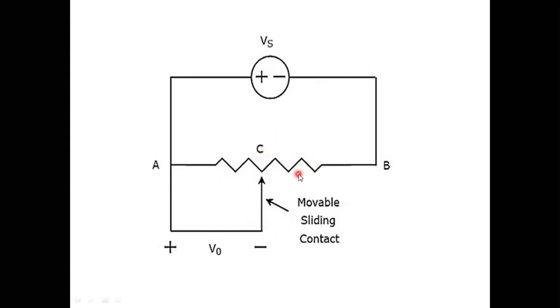So if the wiper moves, then some resistance is added across the supply. So there will be a current drop and voltage drop also present here. Output voltage is a measure of displacement. Very simple. We can use this potentiometric type directly or in conjunction with the bridge circuit.